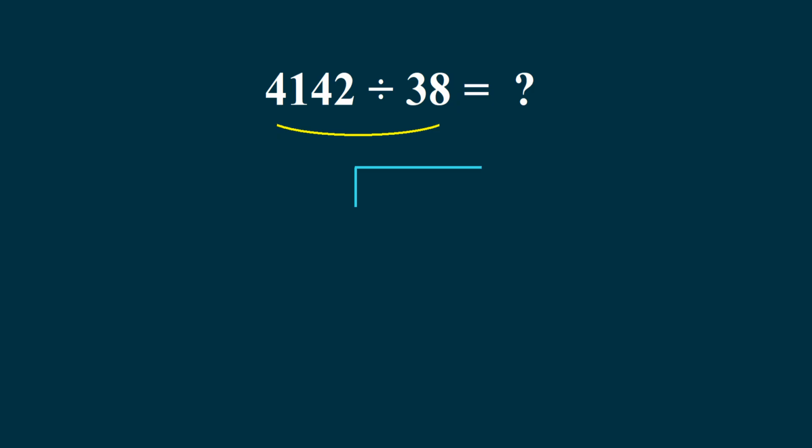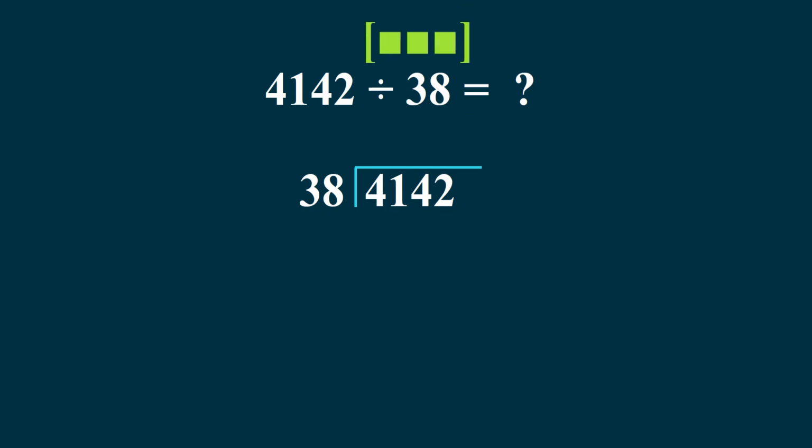First, we draw the division bracket, then move 4,142 inside the bracket. This is the total we are dividing. Finally, move 38 to the left of the bracket. This is our divisor. The answer to our division will be written right here on top of the bracket. This is called the quotient.